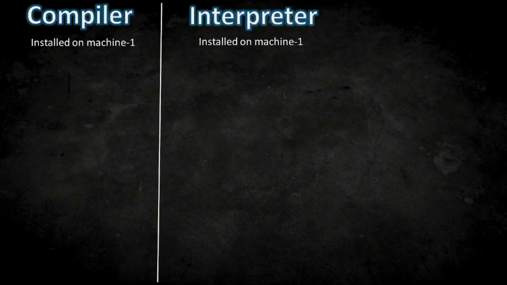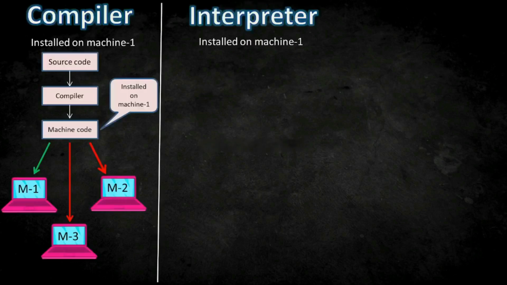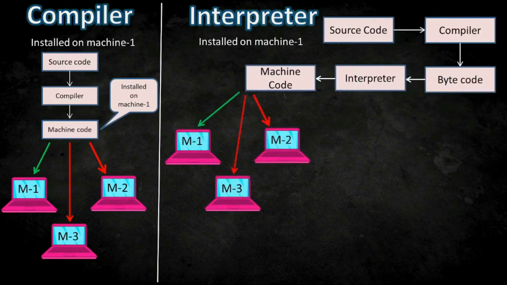Now coming to the working of an interpreter, an alternative to a compiler is a program called an interpreter. In the case of a compiler, we have seen that after compilation, it will directly create the executable machine code. But in the case of an interpreter, rather than converting the source code directly into machine code, it will generate an intermediate code or the bytecode. And then this bytecode is further interpreted by an interpreter, which will create the machine code for the target machine.